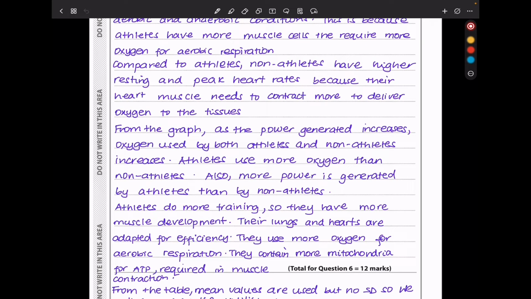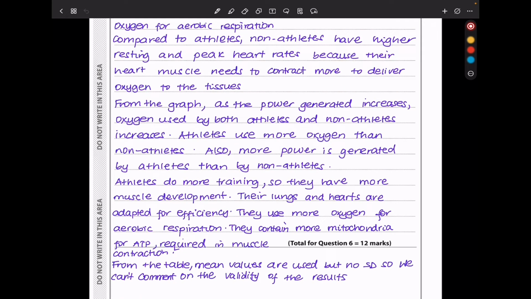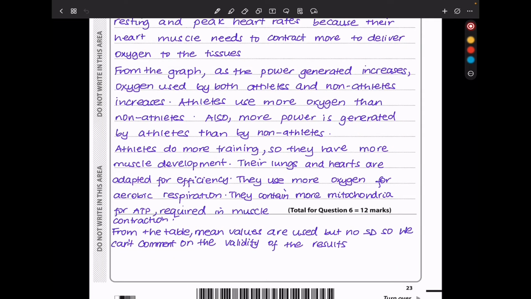From the graph, as the power generated increases, oxygen used by both athletes and non-athletes increases. Athletes use more oxygen than non-athletes. Also, more power is generated by athletes than non-athletes. Athletes do more training, so they have more muscle development. Their lungs and hearts are adapted for efficiency, and they use more oxygen for aerobic respiration. They contain more mitochondria for ATP required in muscle contraction. From the table, mean values are used, but no standard deviation, so we can't comment on the validity of the results. So this brings us to the end of question 6.